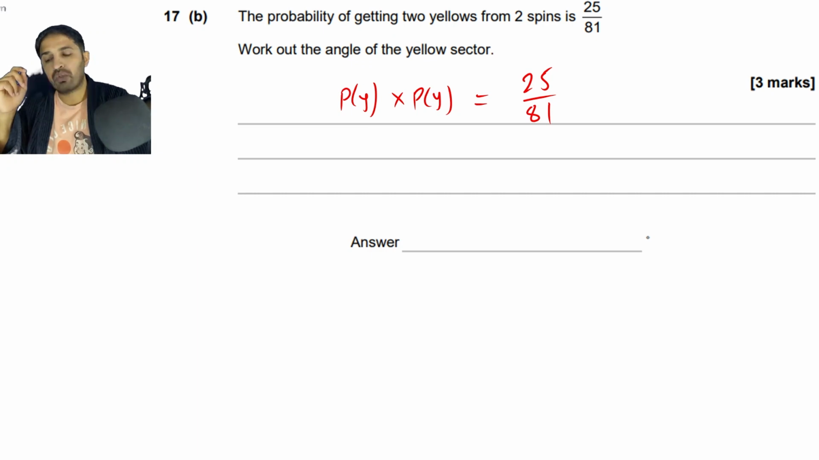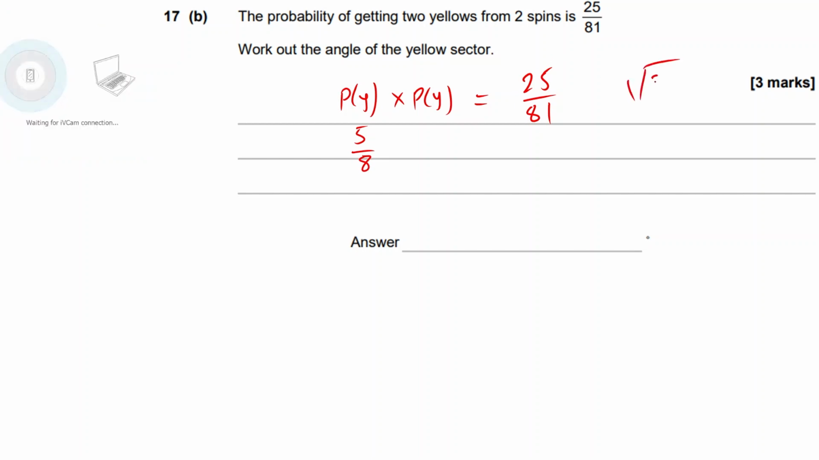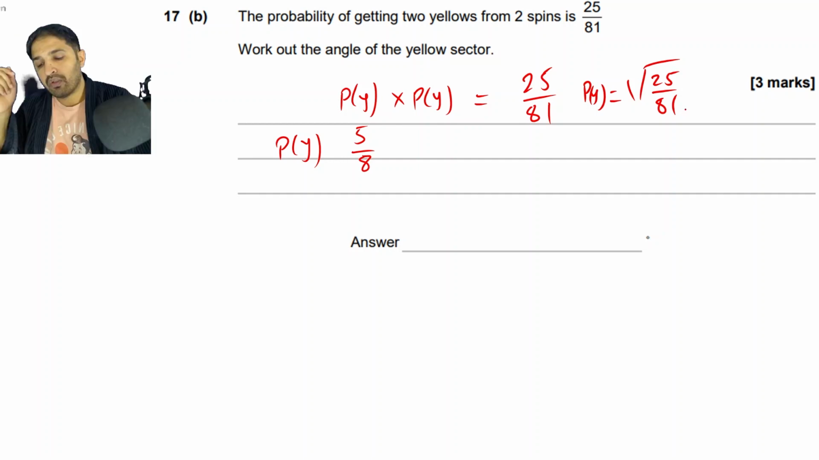So work out the angle of the yellow sector. First we need to work out the probability of yellow. Both 25 and 81 are square numbers, because the same number multiplied by itself, so the probability of yellow squared is 25 over 81. So the probability of yellow is the square root of 25 over 81, which is 5 over 9. The square root of 81 is 9. My bad, earlier I said 8. So the probability of yellow is 5/9.